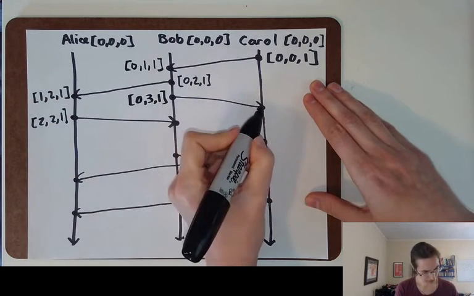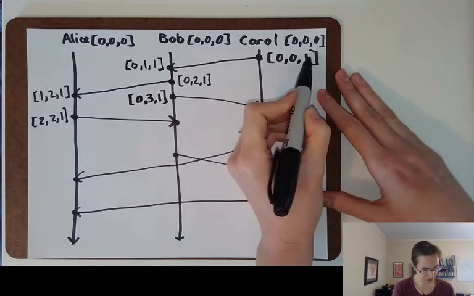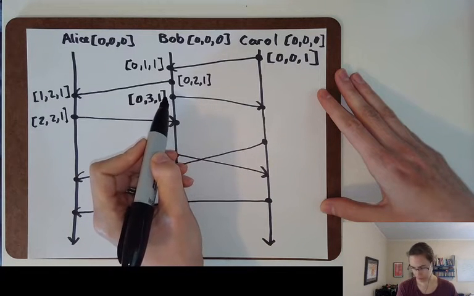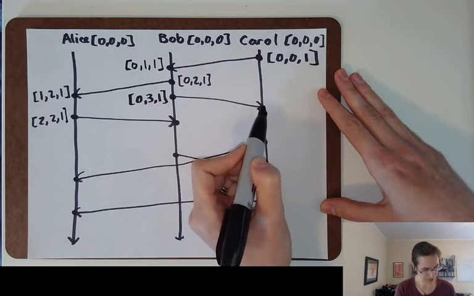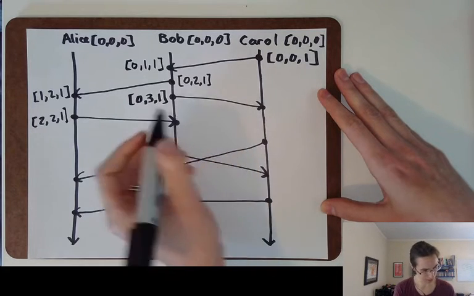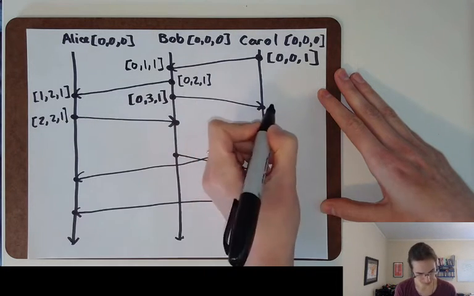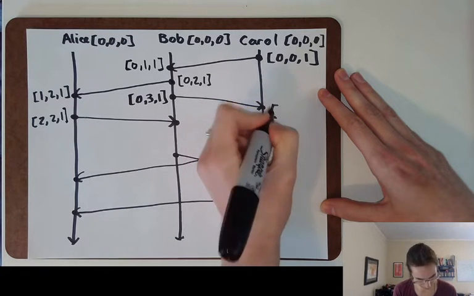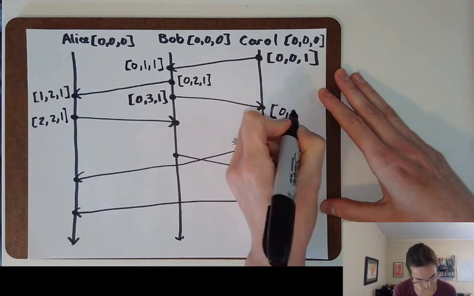The message gets sent. Now Carol's current vector clock is 0, 0, 1, and that gets compared with this 0, 3, 1 over here. Those get compared. We take the pointwise maximum. This one wins. And then Carol's local clock gets updated. So this becomes 0, 3, 2 over here.